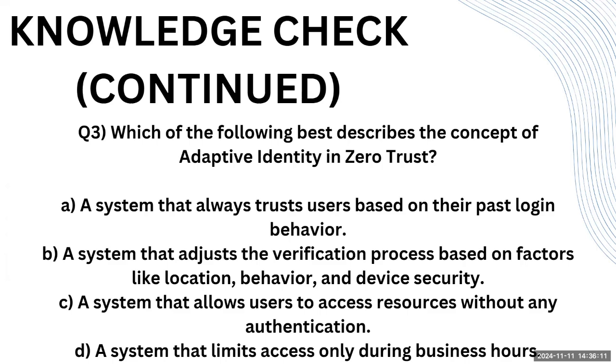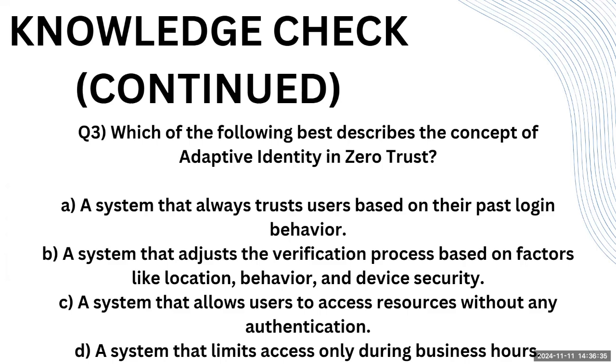Well, B can be true. As you said earlier, B is more true to the question than C. Exactly. See what I mean? They are confusing, right? It's a system that adjusts the verification process based on factors like location, behavior, and so on.